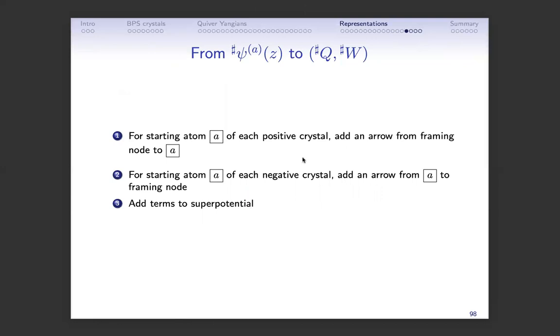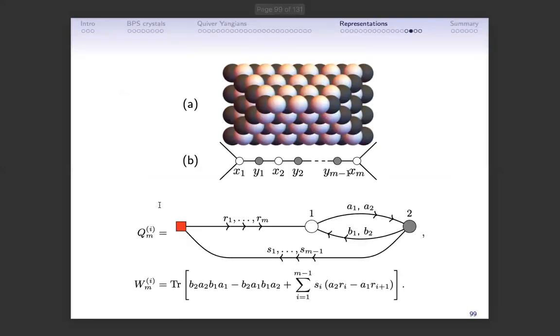From the charge function to the framed quiver, there's also a clear procedure. For each starting atom of the positive crystal, for each starter, we need to add an arrow from the Fermi node to that node, and then for each starting atom of the negative crystal, you need to add an arrow from this vertex back to the Fermi node, and then you need to add corresponding terms to the superpotential to make this all consistent. So this is some example here.